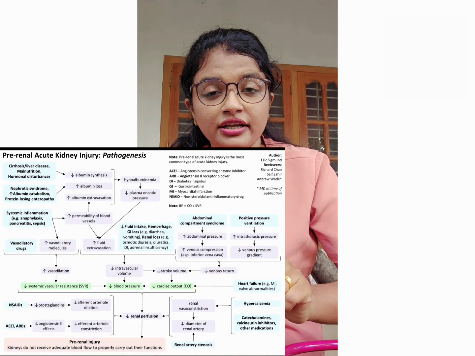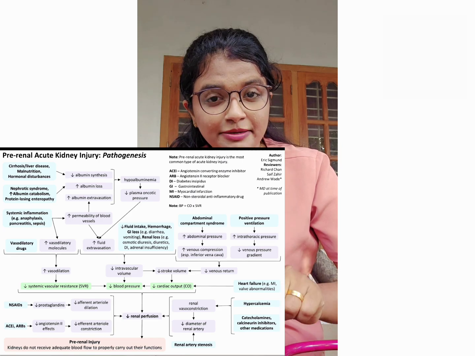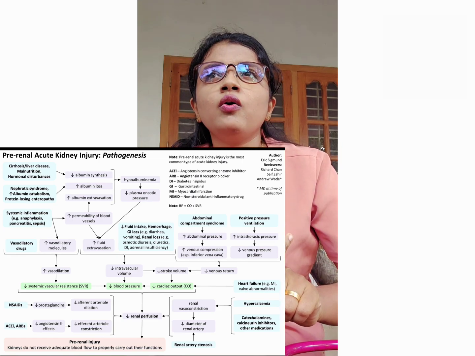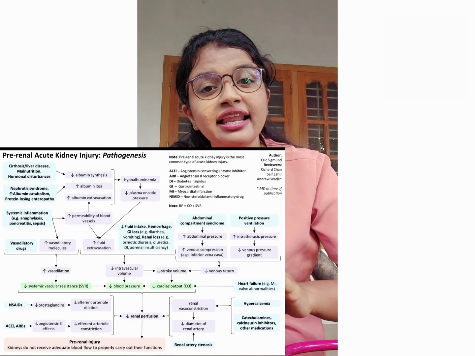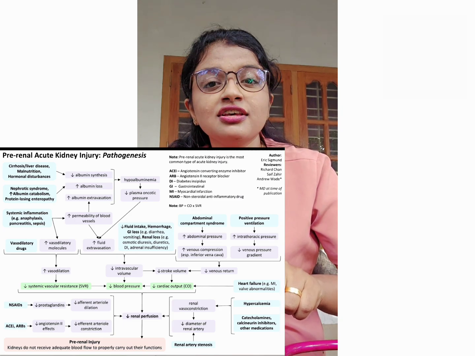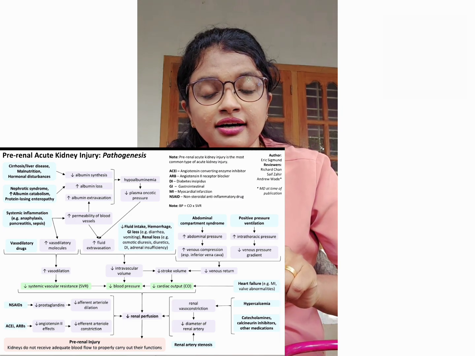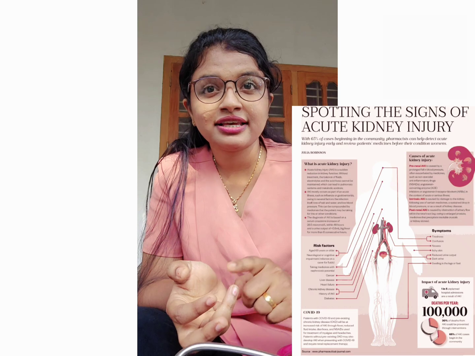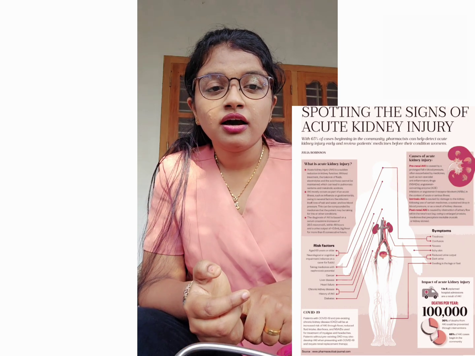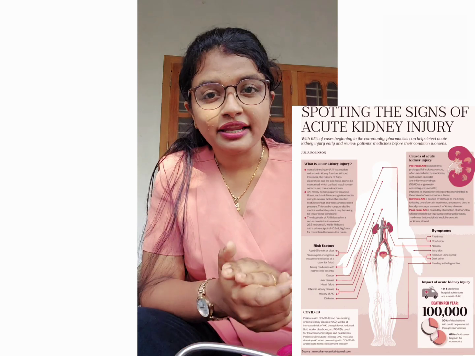Hypovolemia can be caused by heart failure, sepsis, anaphylaxis, or in conditions where blood flow to kidney is reduced, like renal artery stenosis, due to NSAIDs, diuretics, ACE inhibitors. All these things can be causes of pre-renal failure. There are some other conditions like cardiorenal conditions and hepatorenal syndromes, which can also be considered as pre-renal causes.